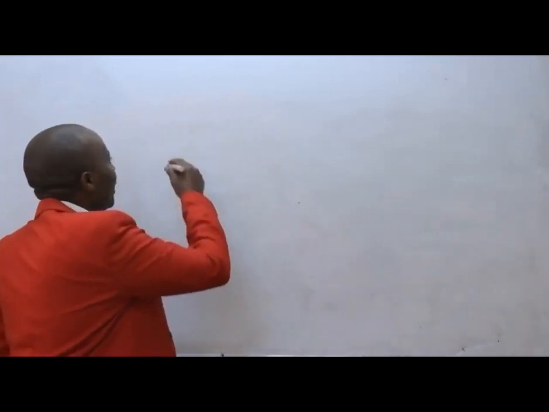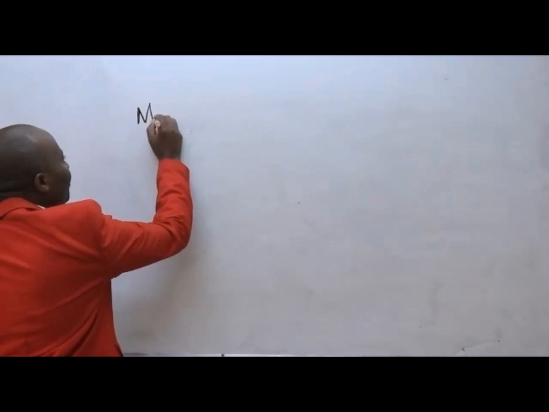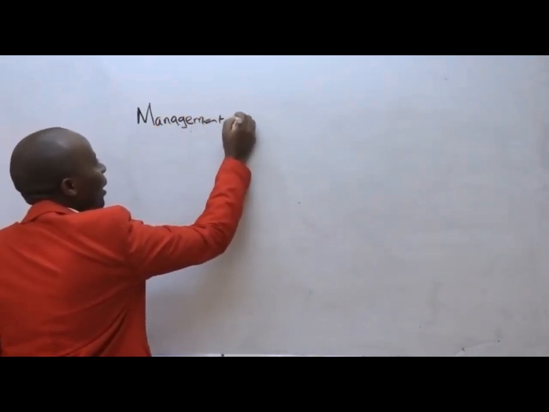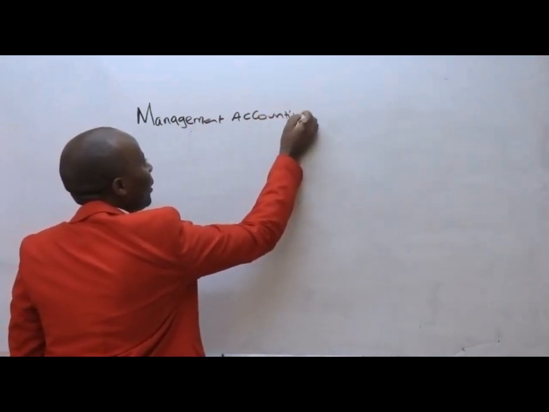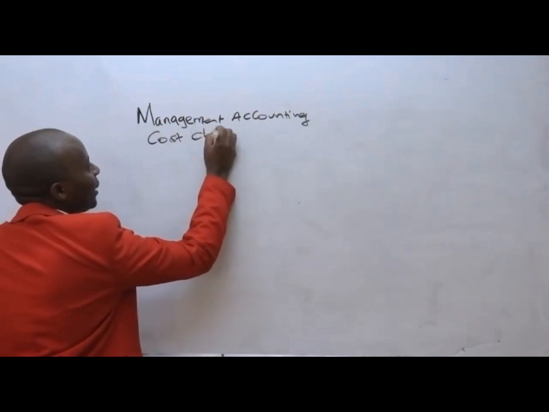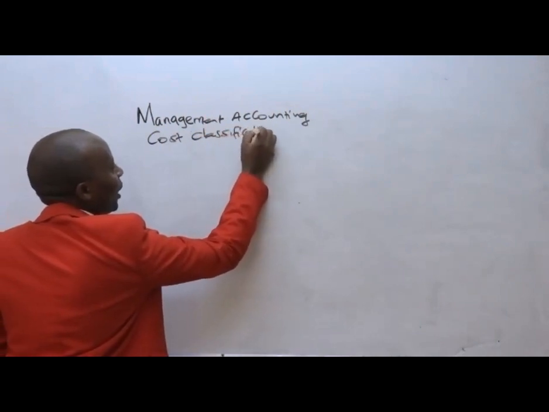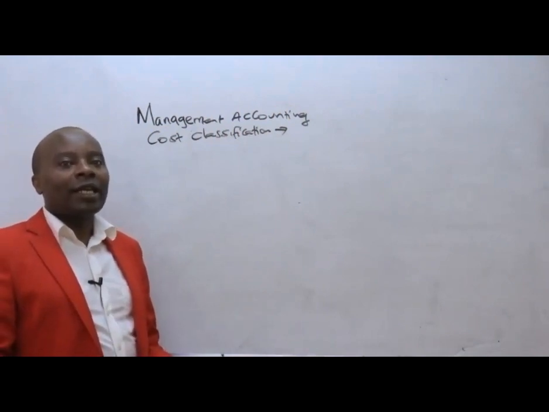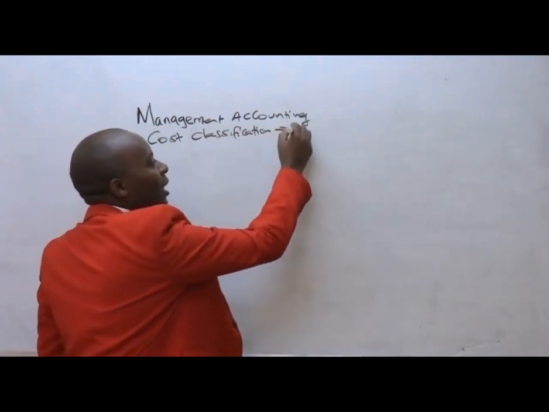Today, I would want us to look at chapter number 2 of management accounting. So, management accounting, chapter number 2. Management accounting, chapter 2, which is cost classification. Cost classification.